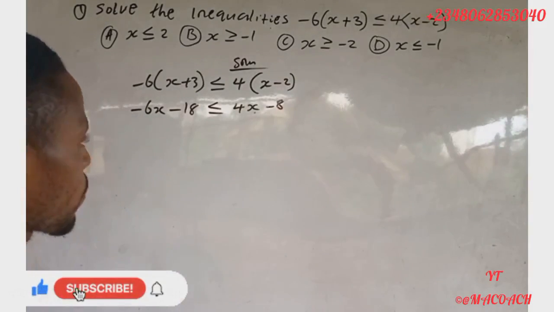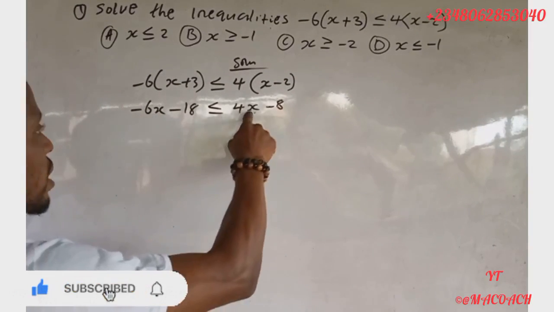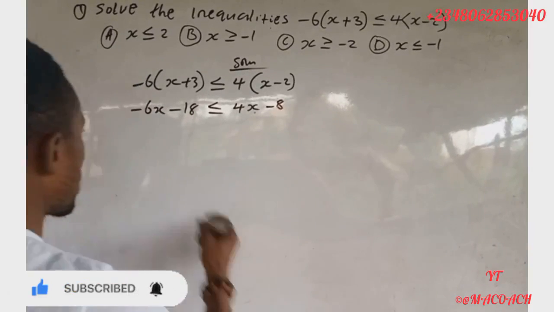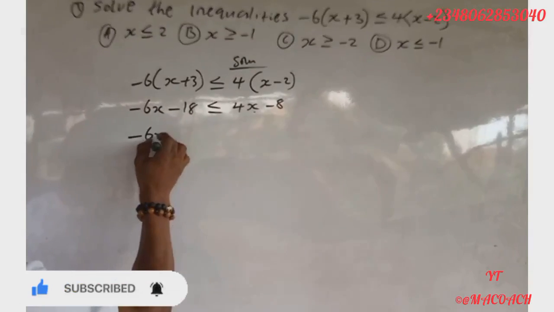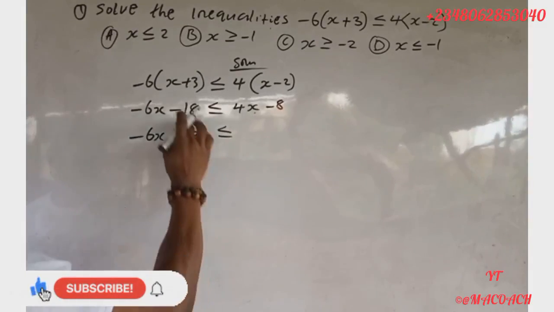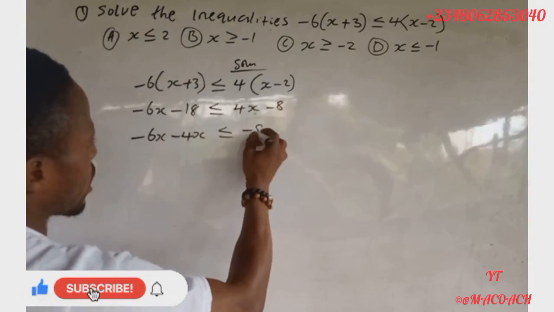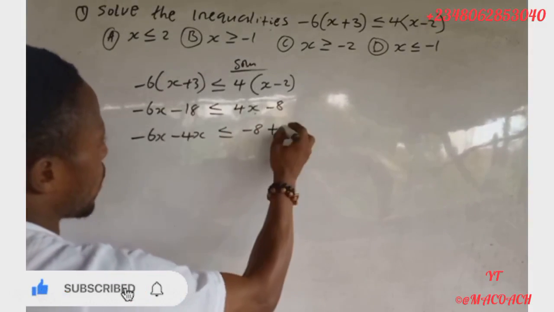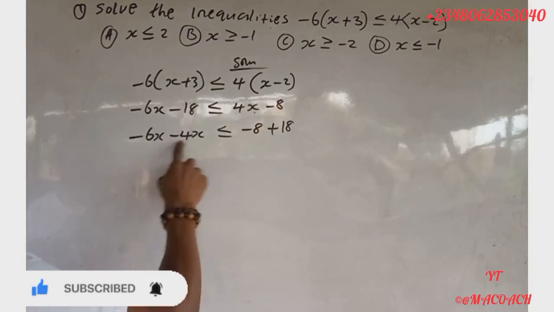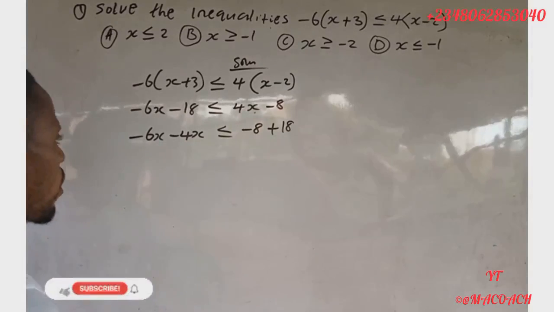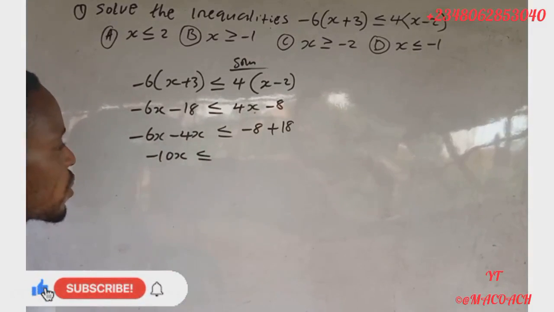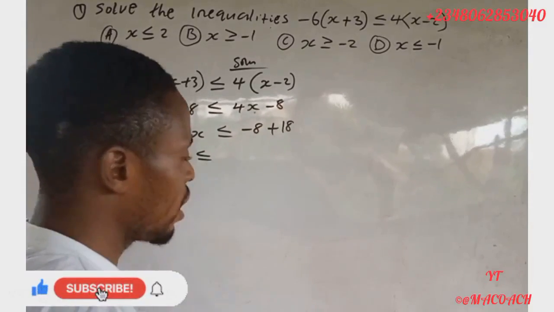The next thing to do is to collect like terms. Let's take this 4s to this side, and take this 18 to the other side. So we have minus 6s minus 4s less than or equal to minus 8 plus 18. Minus 6 minus 4 gives us minus 10s, less than or equal to 10.